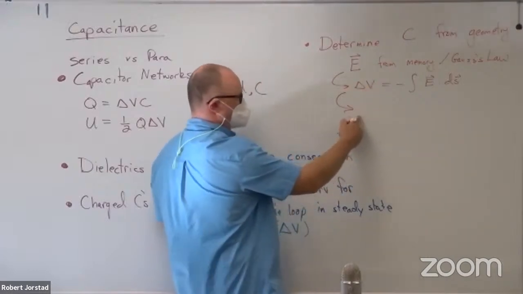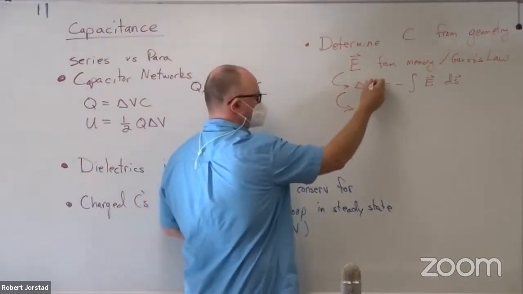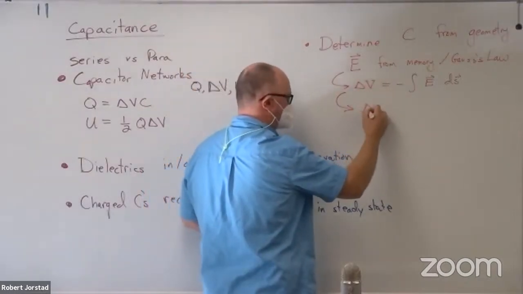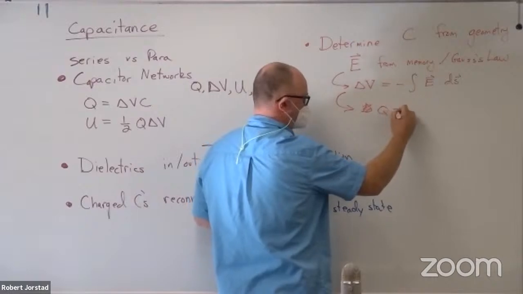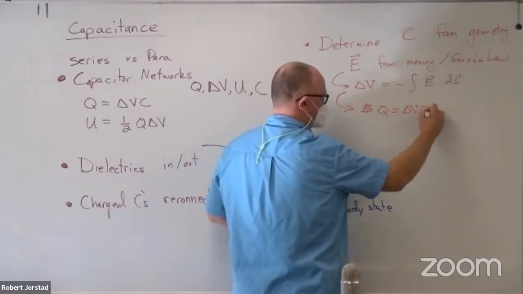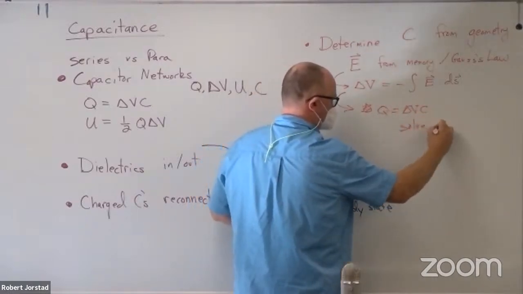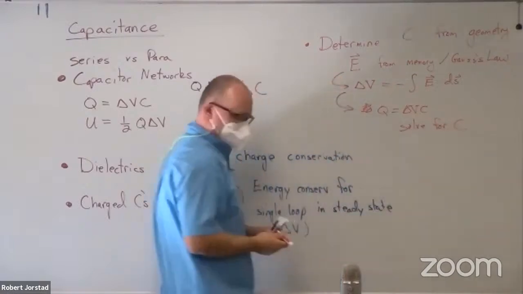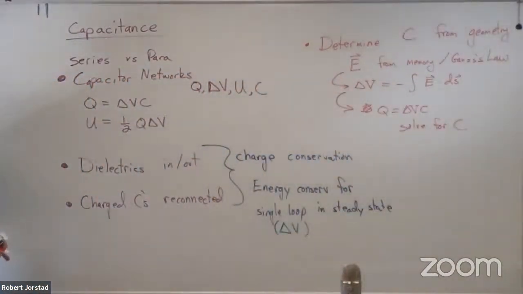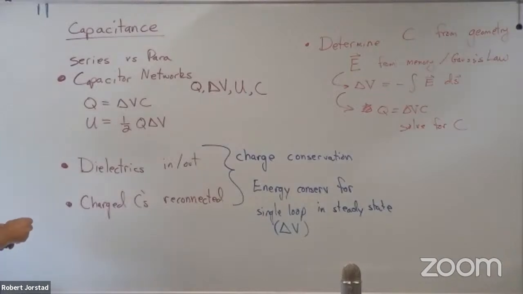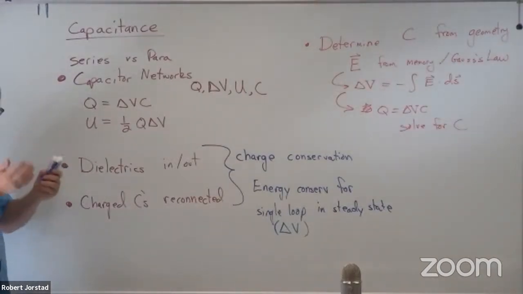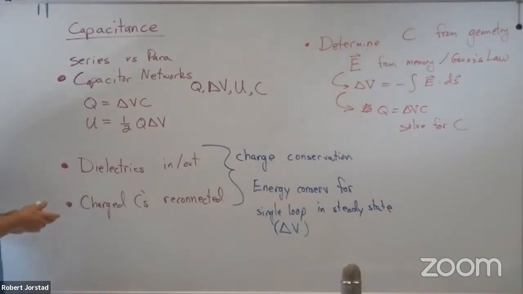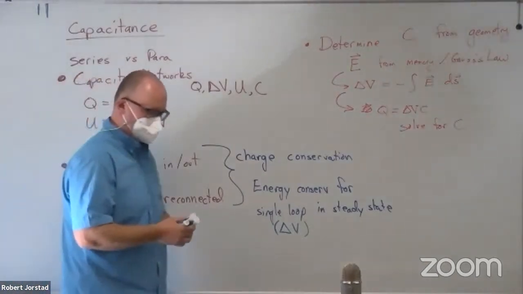All right, so then from here, what did we do? Oh, yeah, we used Q equals VC. Solve for C. So that was what we did in capacitance land. So now let's do the similar types of things, and maybe there's going to be a few different ones for resistance. So we'll do that on the other board here.